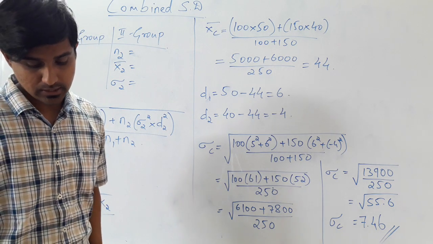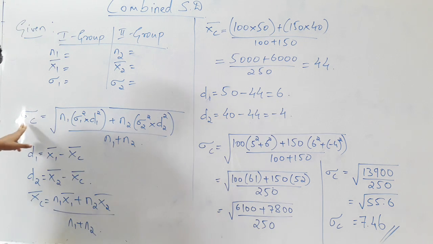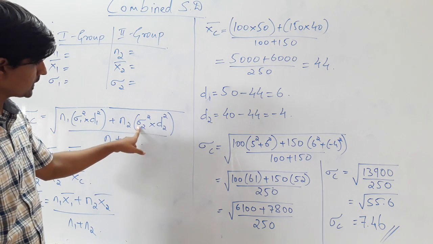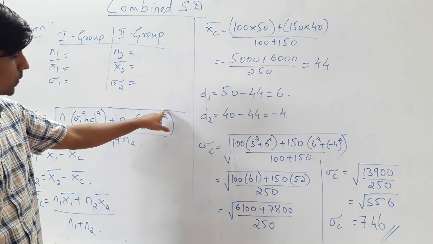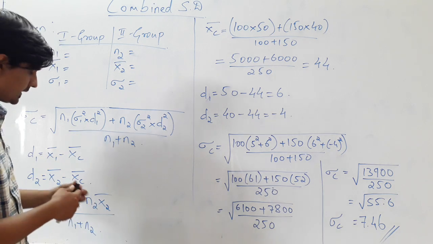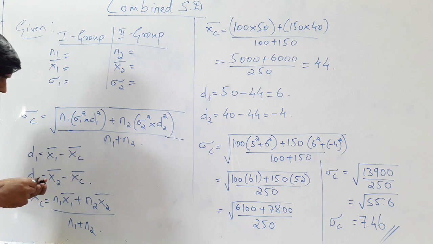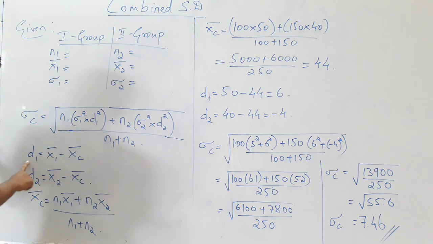Last point, the combined standard deviation formula is given by sigma c equals under root of n1 into bracket sigma 1 square plus d1 square bracket close, plus n2 into bracket sigma 2 square plus d2 square bracket close, whole divided by n1 plus n2. What is d? d1 is x1 bar minus xc bar, d2 is x2 bar minus xc bar.